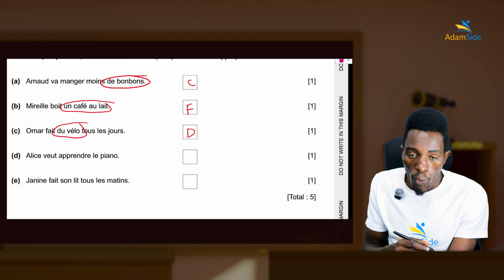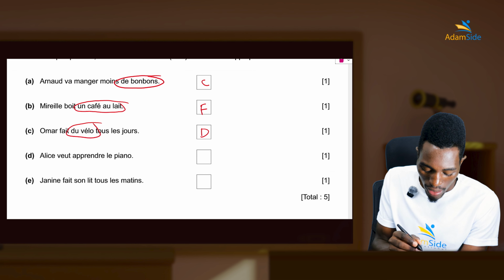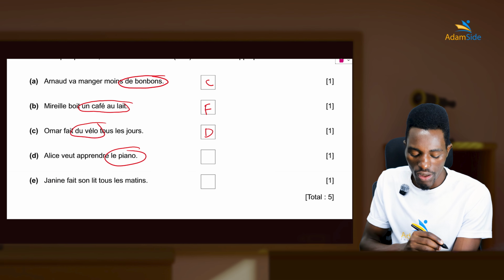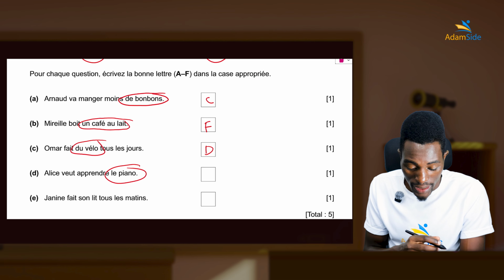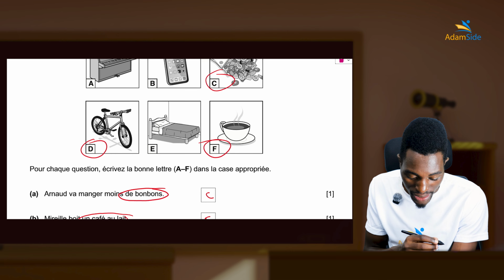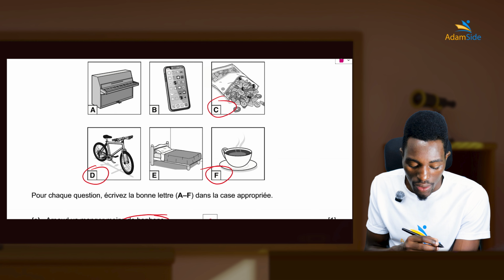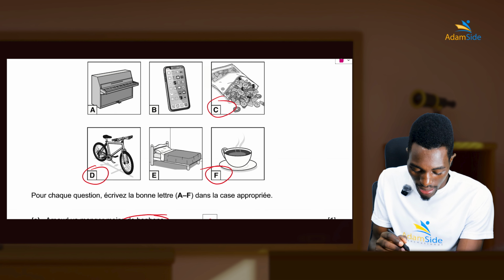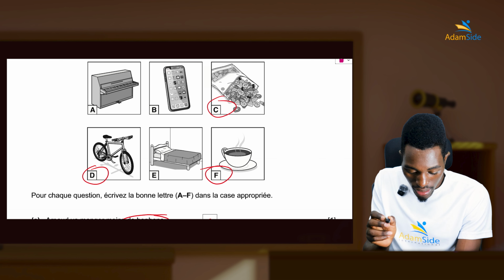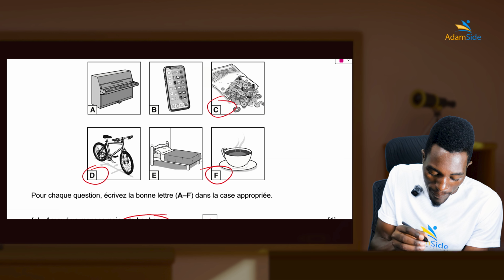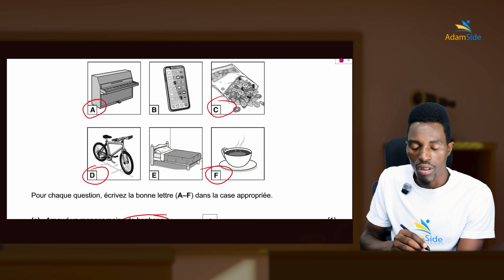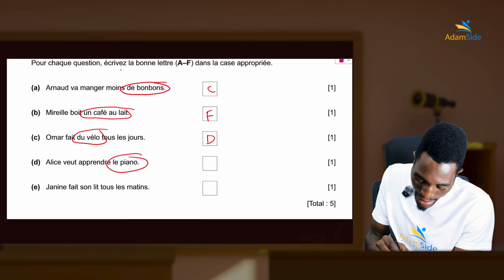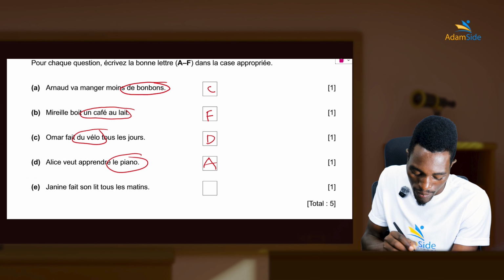Alice vient apprendre le piano. Alors, the vocabulary that we have to identify is le piano. So we have to go to the pictures and find the picture which stands for piano. If we see here, B is a phone, E is a bed, and so A is a piano. So the answer would be A. So we have to write letter A in the space provided.